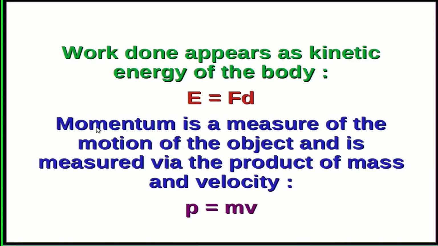Now another important quantity is the momentum. What is momentum? It is a measure of the motion of the object and is measured via the product of mass and velocity. So the momentum P is equal to m into v. Now P also is a vector quantity. It is in the direction of the velocity. So the magnitude is given by the product of the mass and the speed, and the direction is the same as that of the velocity.